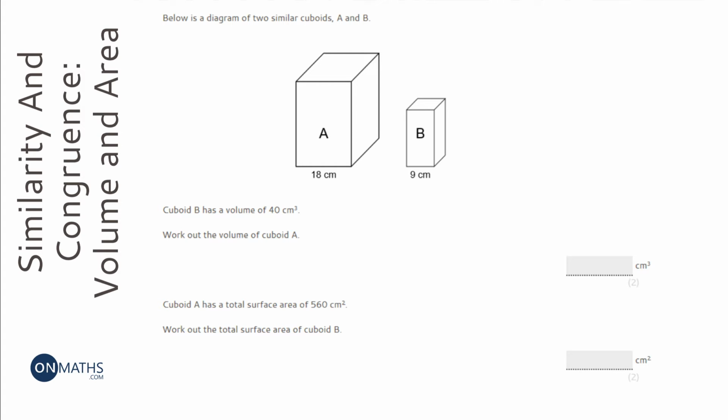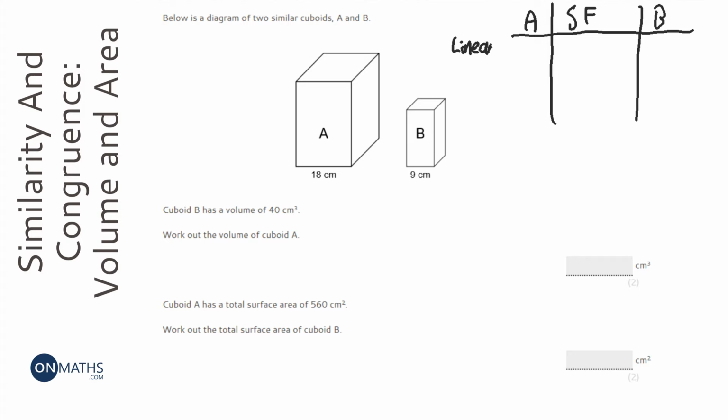So we're going to have a little table here of A and B, and we're going to have the scale factors in the middle, and we're going to have the linear one. Now the linear scale factor is just what you're used to, so A is 18 and B is 9. So to get from 9 to 18, we do 18 divided by 9, which is going to be times 2. I'm going from B to A, so I'll show that with the arrow.